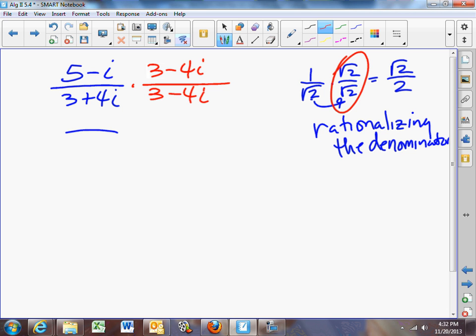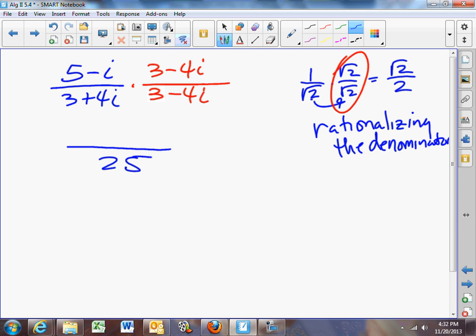Now, guys, if you want to, it's fine with me for you to FOIL out the denominators. But if you've been paying attention, you should know that the denominator is going to be 25. How did I get that? 3 squared, 9, plus 4 squared, 16. 9 plus 16 is 25. Now go ahead and FOIL it out if you don't believe it. Keep FOILing it out until you do believe it. And after that, when you've got complex conjugates and you're multiplying, you square the first number, square the second number, add them together.